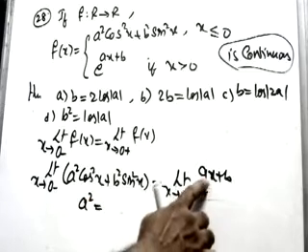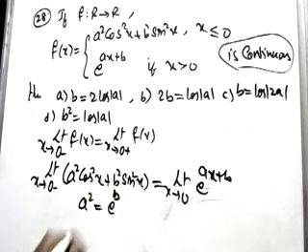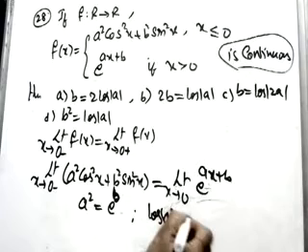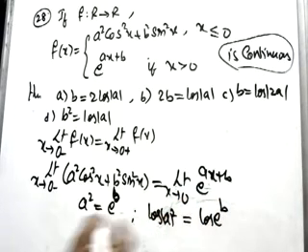Cos 0 is 1. 1 into a square is a square. If we put a 0 here, a into 0 is 0. You are left with e power b. Let's do one thing: apply log on both sides. So this will be log of a square mod equals log of e power b.